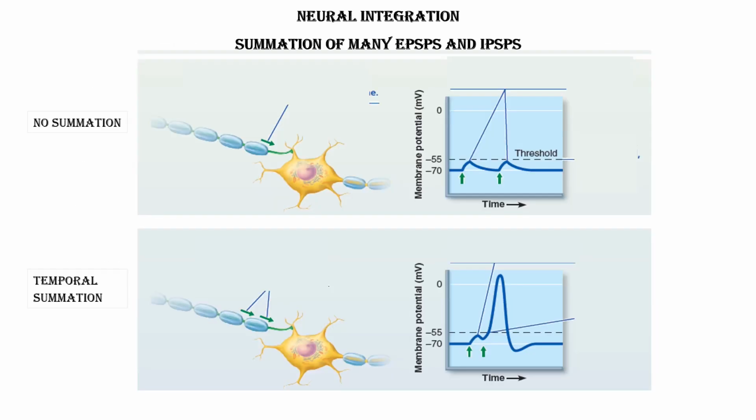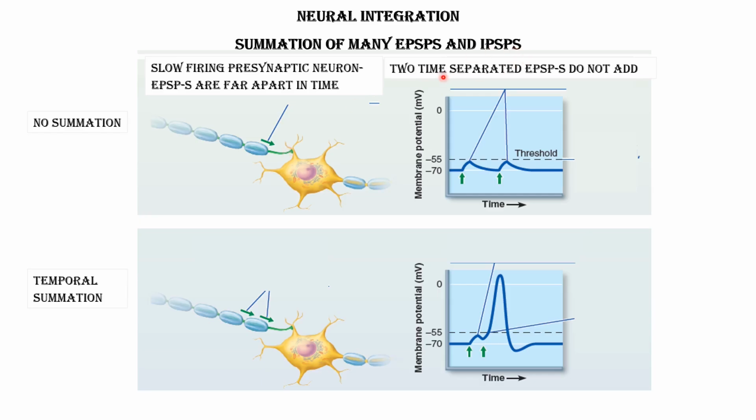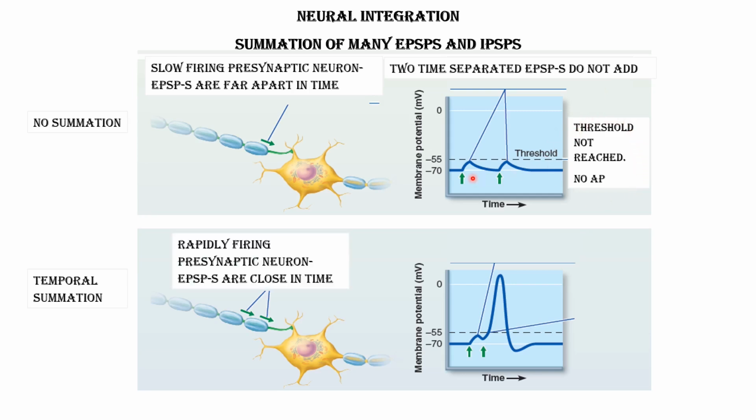So this is a case in which no summation takes place. Why? Because with slow firing of the presynaptic neuron, the EPSPs are far apart in time, and therefore two time-separated EPSPs do not summate, and hence the threshold is not reached and no action potential is observed. On the other hand, with rapidly firing presynaptic neuron, EPSPs which are close in time do add up, and this leads to crossing of the threshold and the generation of an action potential, and an action potential is fired.